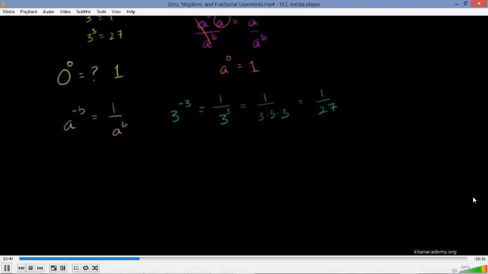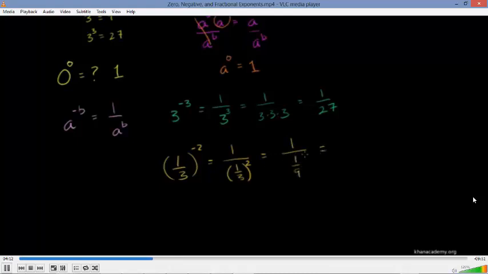If I were to ask you what 1/3 to the negative 2 power is. Well, this is going to be equal to 1 over 1/3 to the second power. You get rid of the negative and you invert it. So this is going to be equal to 1 over... what's 1/3 times 1/3?